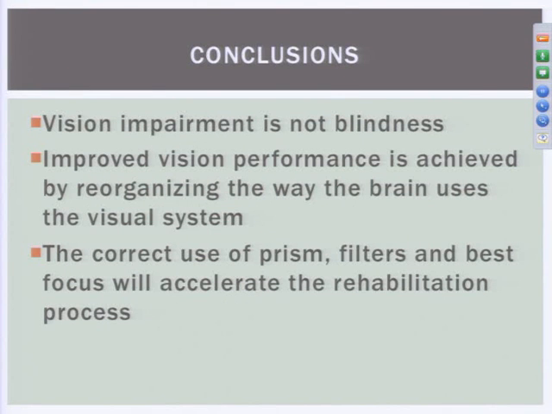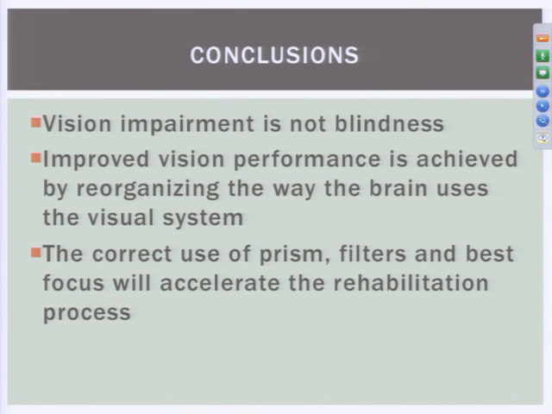So in conclusion, I just want to leave you with 3 points. First of all, vision impairment is not blindness. People that are visually impaired, even if you get the label legally blind, which means you get a tax advantage, it doesn't mean you're blind, and you shouldn't really just accept blindness and move on. Improved visual performance is achieved by reorganizing the way the brain uses the vision system. We do that with prisms. We do that with magnification.